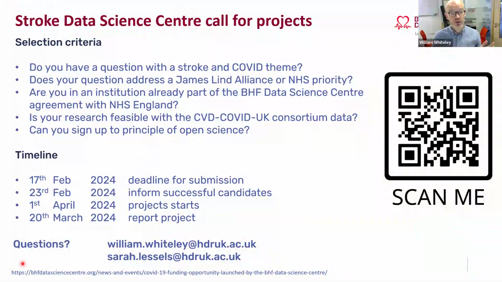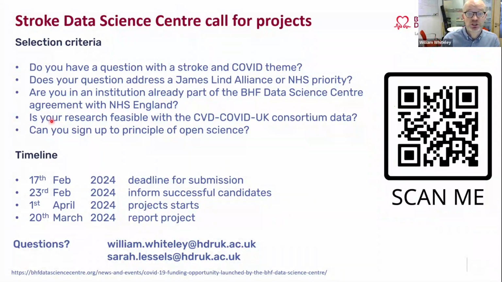So we're going to fund 2 projects which give support of the Data Science Centre analytic team to people who want to be in the environment, and that £25,000 to support analysts wherever they are. So we will try and select projects. We will have to select projects which have a stroke and a COVID theme. We will need questions which have either a James Lind Alliance priority or an NHS priority as part of their question, because the James Lind Alliance has already defined the research priorities for people with stroke. We don't need to start that exercise again.